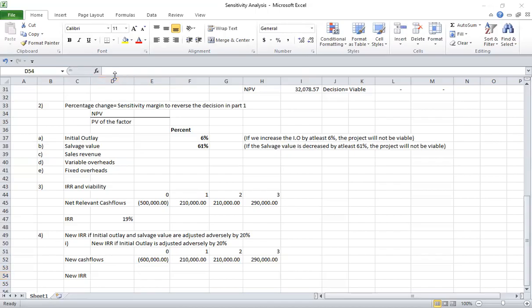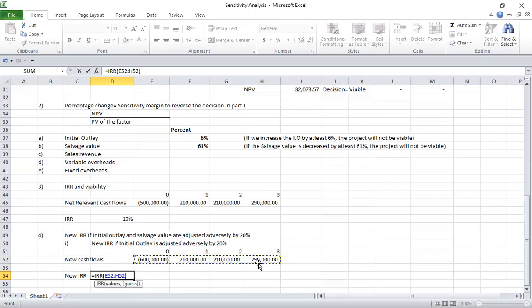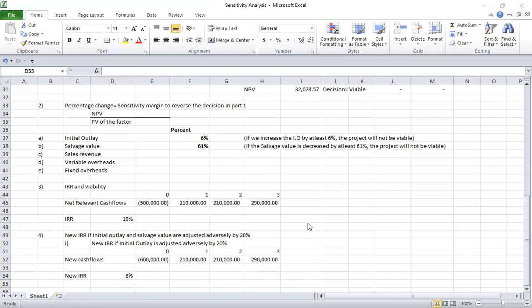Yeah, so Brian says that this will be 8%, yeah? The new one will equal IRR in bracket all the values. Close the bracket. Truly, we have 8%.